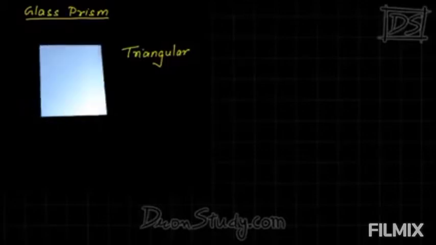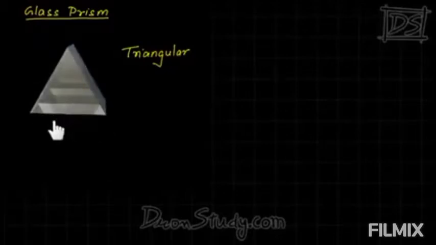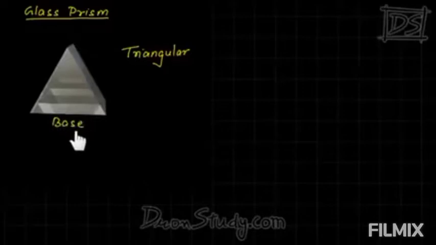Okay, so it has two triangular bases and three rectangular surfaces. This bottom portion is known as the base of the prism, and the two sides of the prism are known as opposite faces.